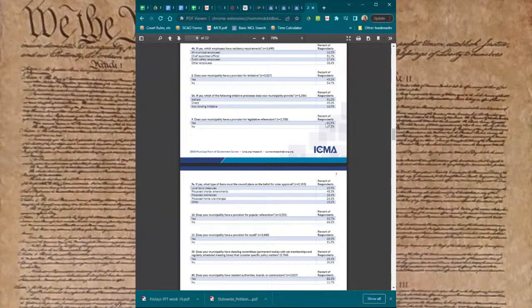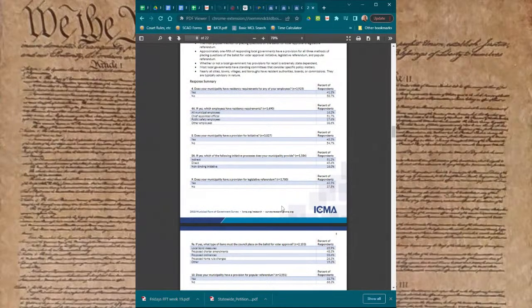63%, so the overwhelming majority, do allow their local city or township or village to let the voters basically undo decisions that have recently been made by their city council or township board. And of course, the question on here, does your municipality have a provision for initiative? That's the one where we talked about them making or creating new laws.